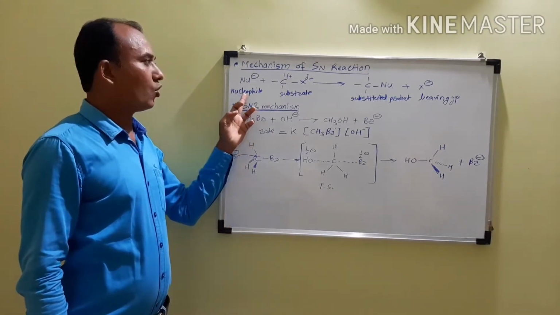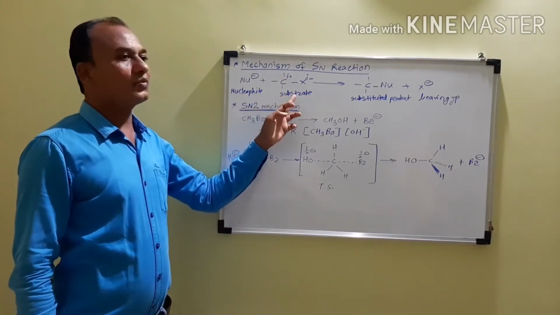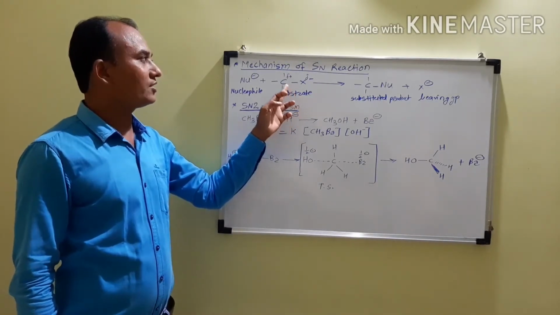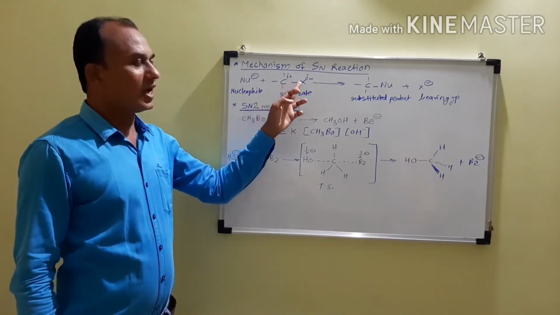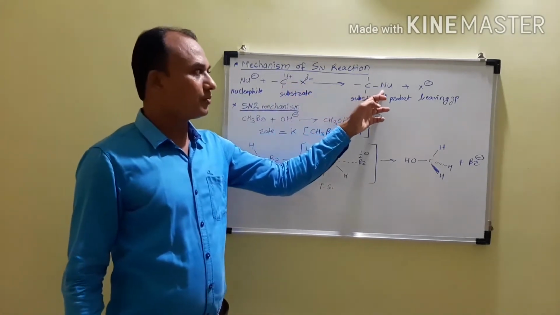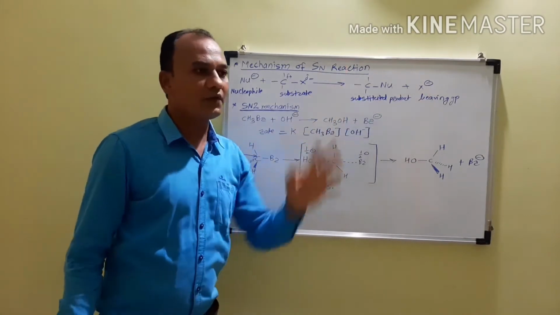There will be an attack of the nucleophile on the electropositive center of the substrate. Then there will be a release of the halogen atom. Then there will be formation of the substituted product and the leaving group.